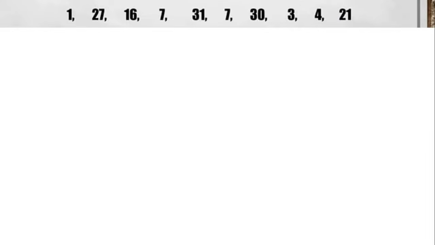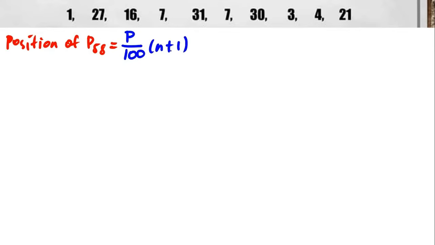Okay, so kapag binigyan tayo ng P58, we are just looking for the position of P58. So pang 58%. So alin nga ba dyan sa data natin ang pang 58%? So ang formula lang dyan, we have P, yung given na percentile natin, over 100 times N plus 1. So N is just the number of data. So P natin is 58 over 100 times, what is our N?